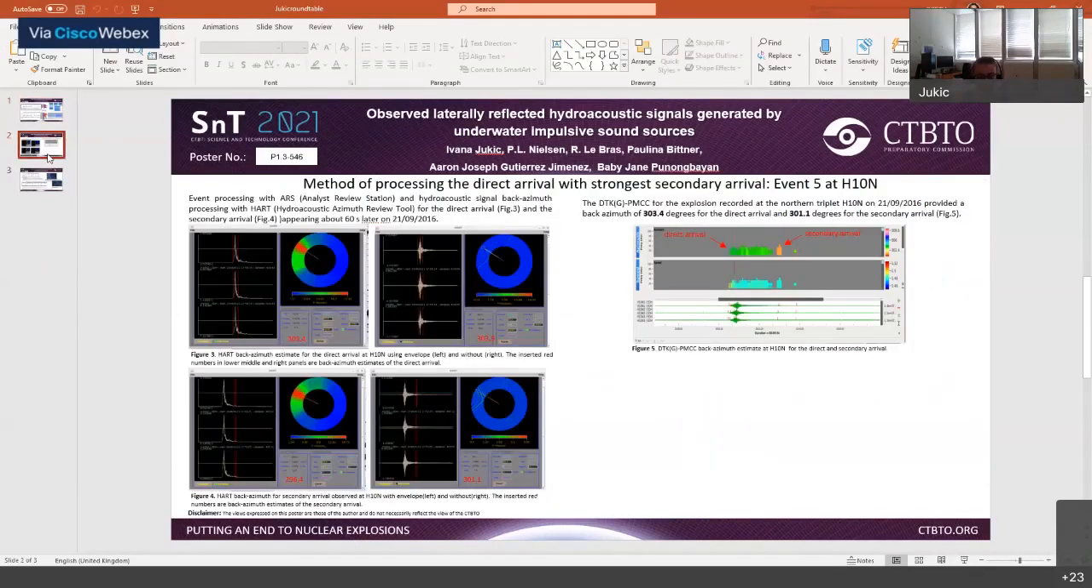Another slide. Here we can see an example of hydroacoustic signal back azimuth processing for a direct arrival and secondary arrival. To estimate back azimuths, we use IDC standard hydroacoustic analysis tool HART and PMCC.